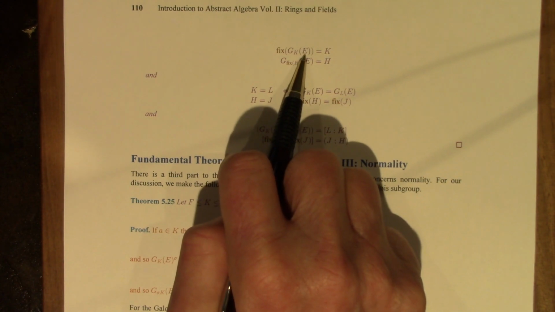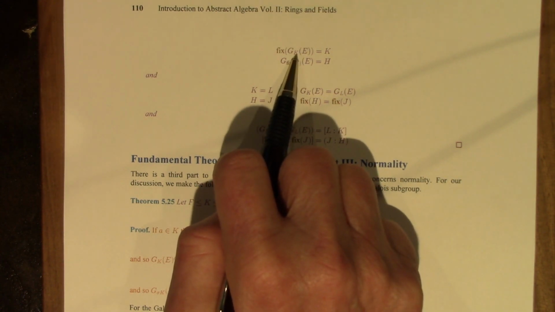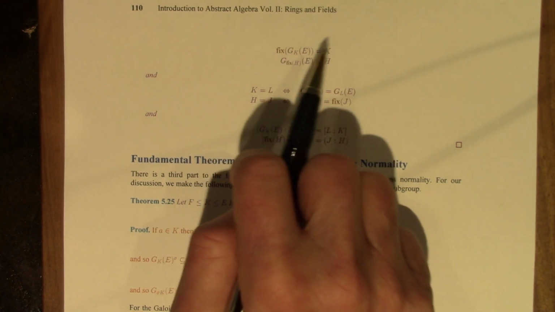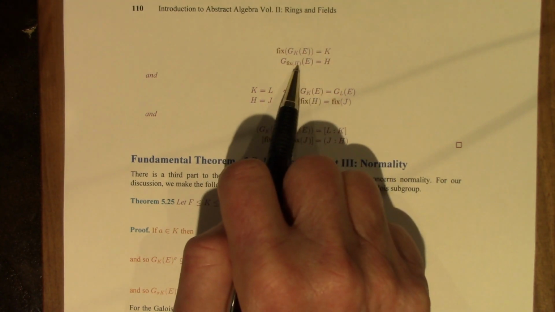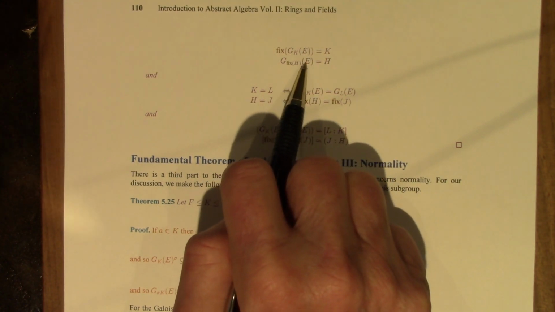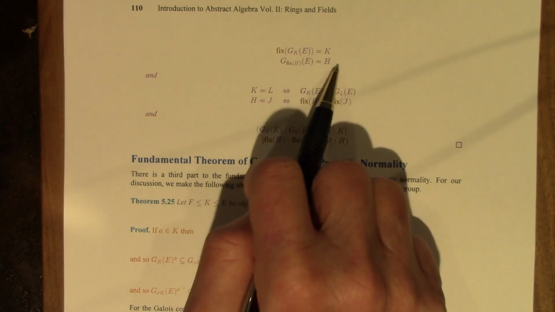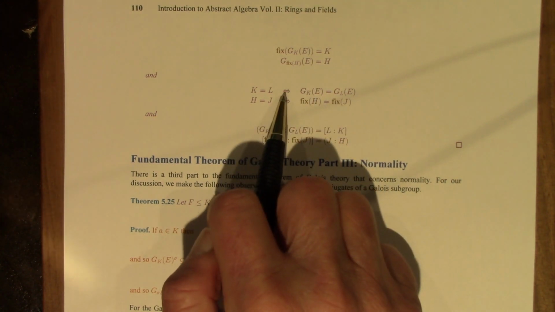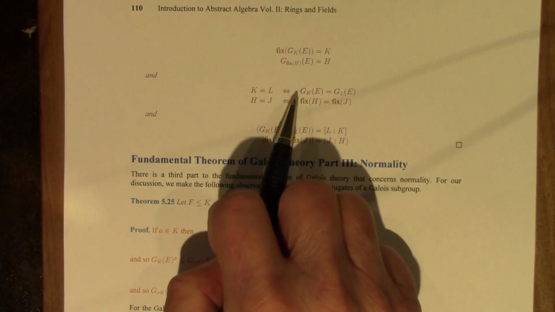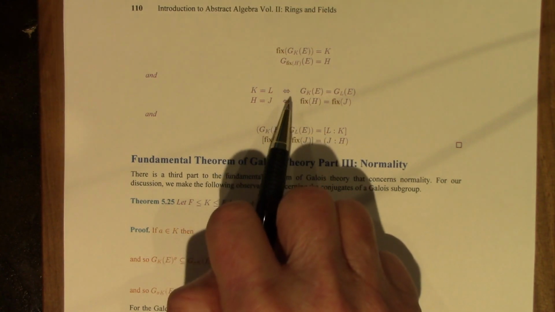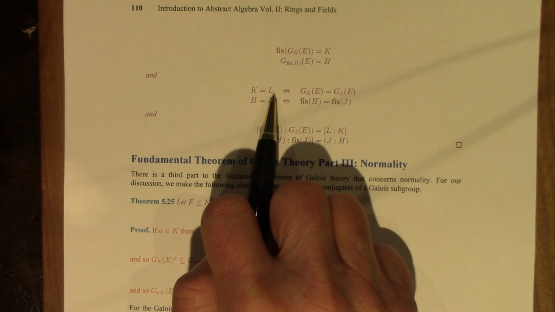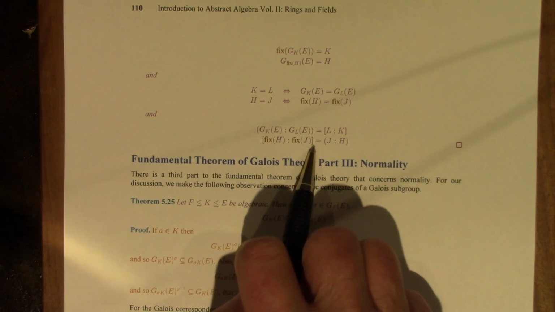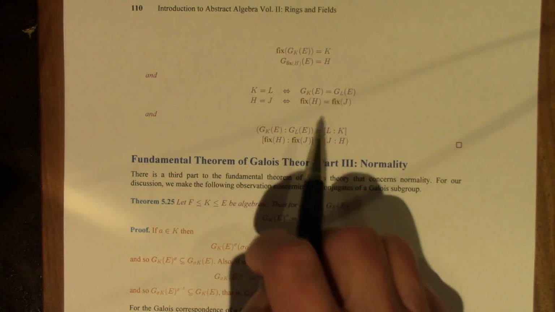We start with K. We take the Galois group of E with respect to K, then we take the fixed field, we get K back. We start with H, we take the fixed field, then the Galois group of E with respect to that fixed field, we get H back. This is an expression of the fact that the two maps are inverses of one another and are in fact invertible. And this is an expression of the fact that they're degree preserving. So I just spelled all this out just so you could see it.